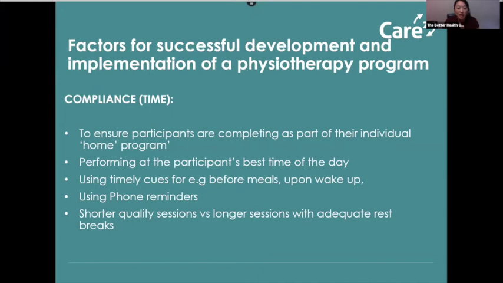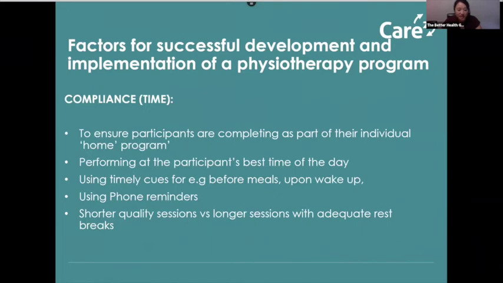Obviously, using timely cues. A lot of people ask, how often should I be doing my exercise? How often should I be engaging in my program? And really it's just using timely cues. One that I would tend to use is, for example, before meals, or when you wake up, or before you go to bed, because these are things that people will automatically do as part of their day-to-day routine.